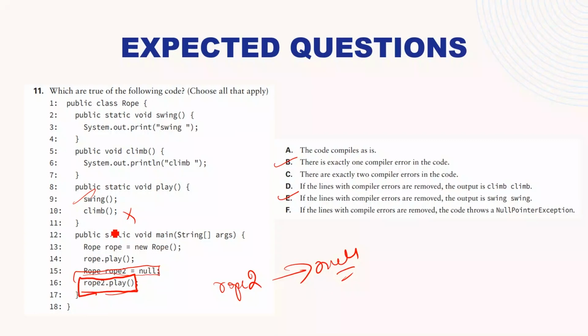If everything were fine, if this compiler error is removed, then we would be able to print swing 2 times, because if we call the play method and this one is removed, the play method in turn calls the swing method, and we will print swing 2 times, because we are calling play once and play a second time. Okay, so that is why B and E are the correct options. I hope that is making sense, guys.